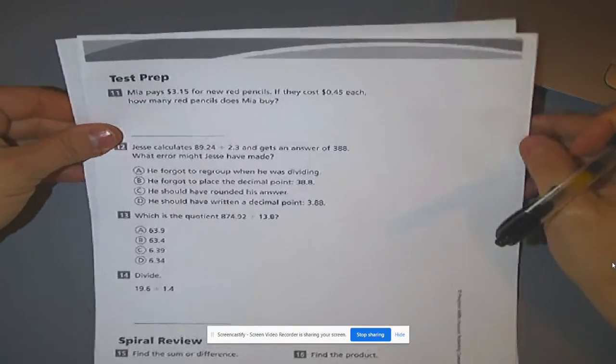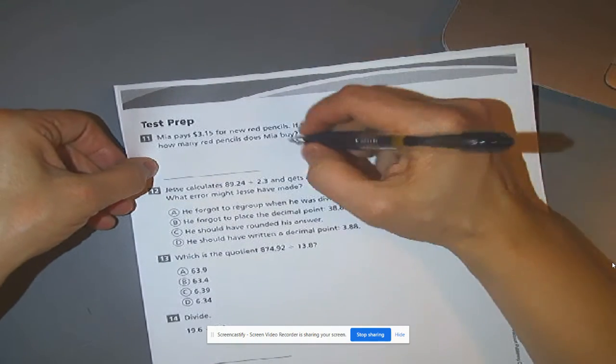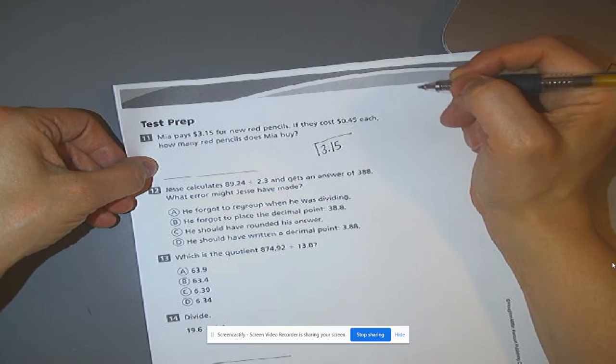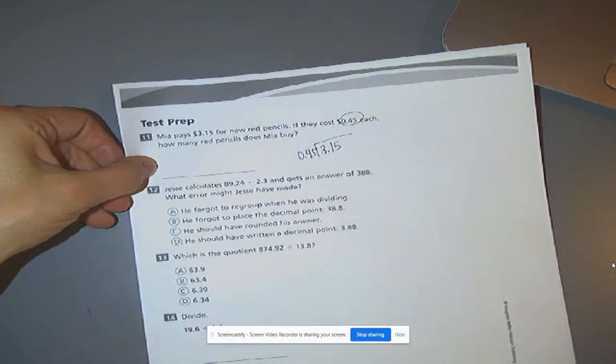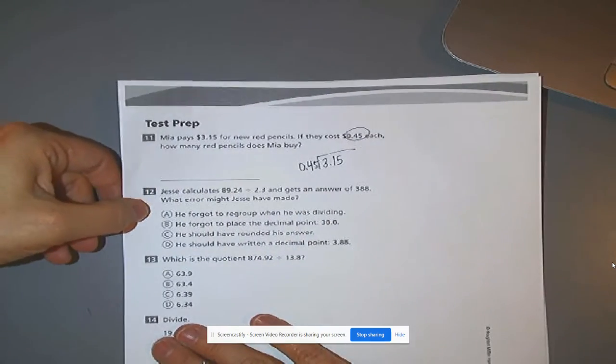Mia pays $3.15 for new red pencils. If they cost 45 cents each, how many red pencils does she buy? So our whole that's going to be divided is $3.15, and our parts, how many groups of 45 hundredths, is our divisor.